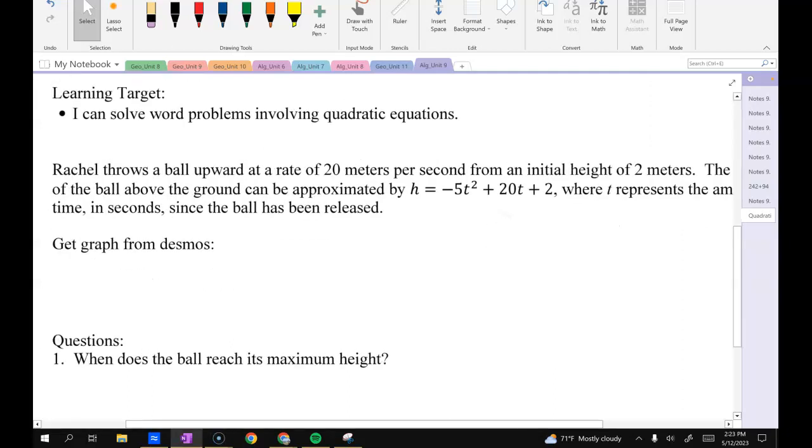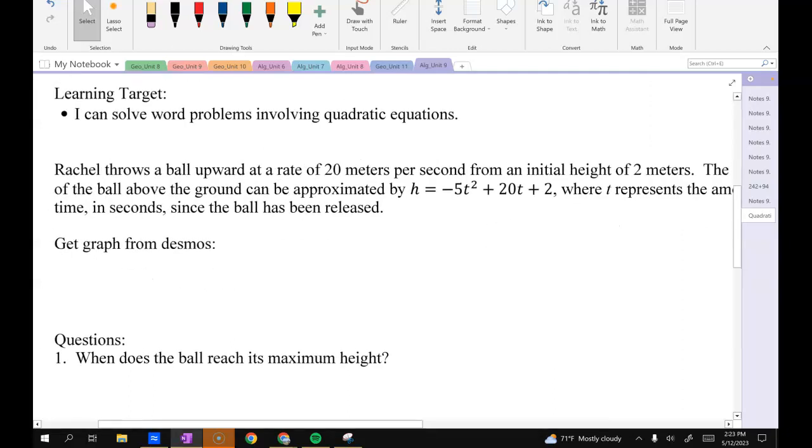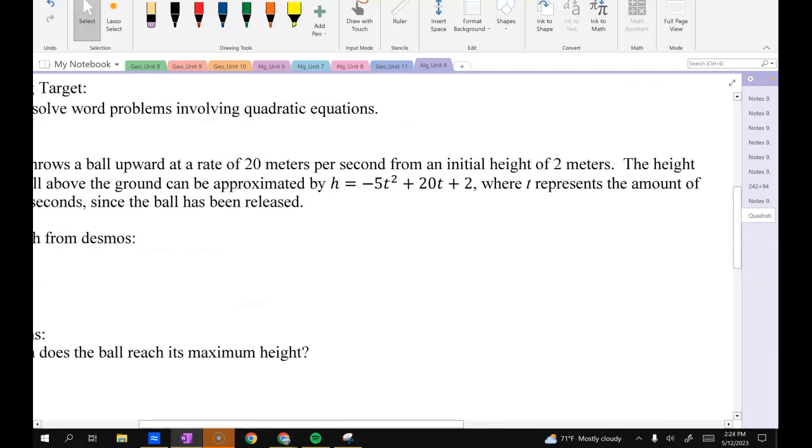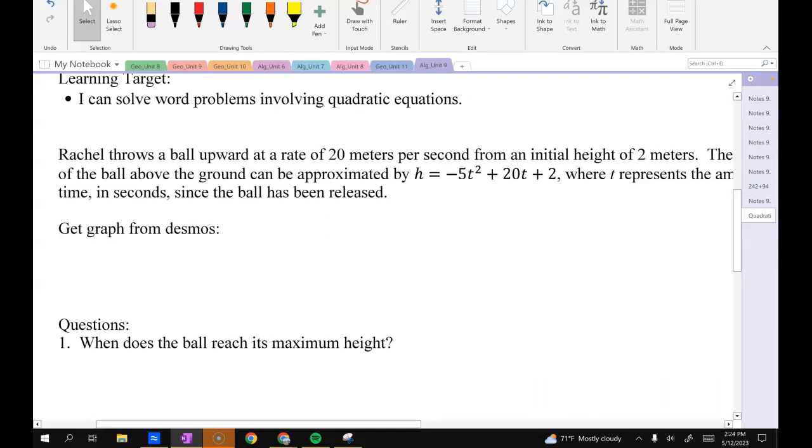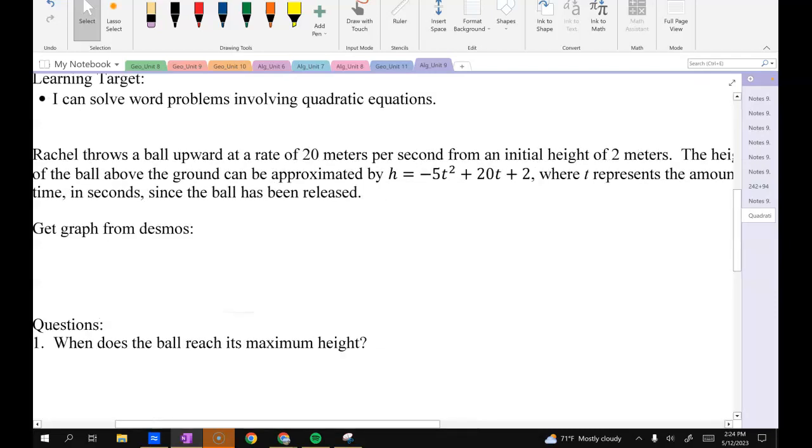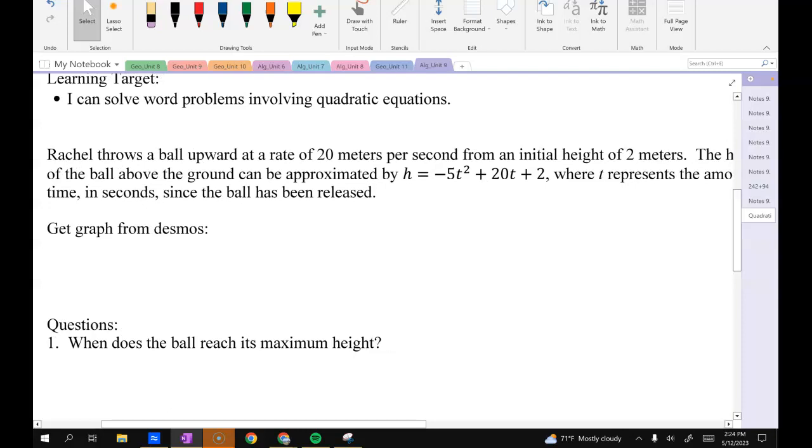So, our learning target is that we can solve word problems that involve quadratic equations, and here's our word problem. Rachel throws a ball upward at a rate of 20 meters per second from an initial height of 2 meters. The height of the ball above the ground can be approximated by h is equal to negative 5t squared plus 20t plus 2, where t represents the amount of time in seconds since the ball has been released.